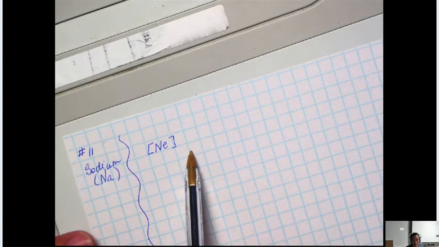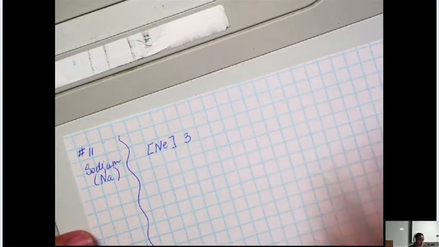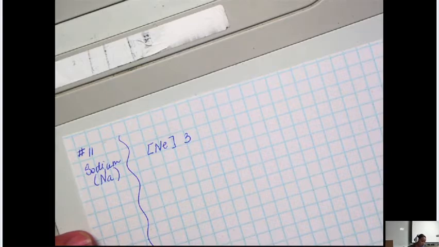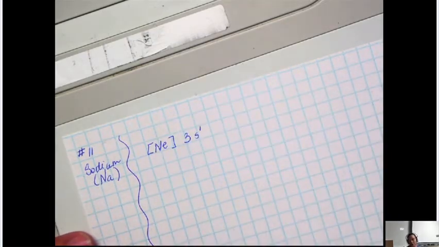What level is sodium on? What energy level? Good, it's level 3. And yes, it ends with an S1. So as far as your first group, those all ended in S1, and sodium is an S1, so 3S1. So that would be the abbreviated configuration for sodium.